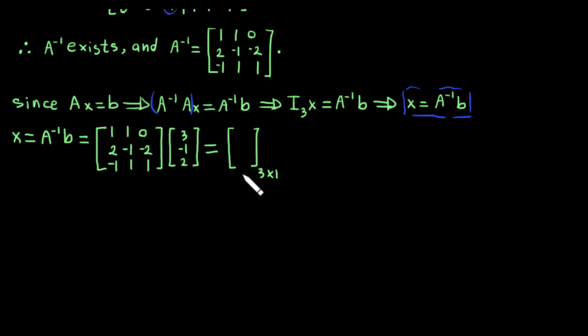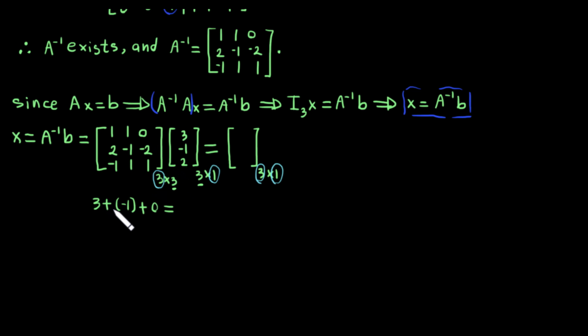3 by 1, because here we have 3 by 3, and here we have 3 by 1. So since this one is equal to this one, therefore the answer here is 3 by 1. To find this element here, we have to multiply this row by this column. 1 multiplied by 3, which is 3, plus 1 multiplied by -1, which is -1, plus 0 multiplied by 2, which is 0.